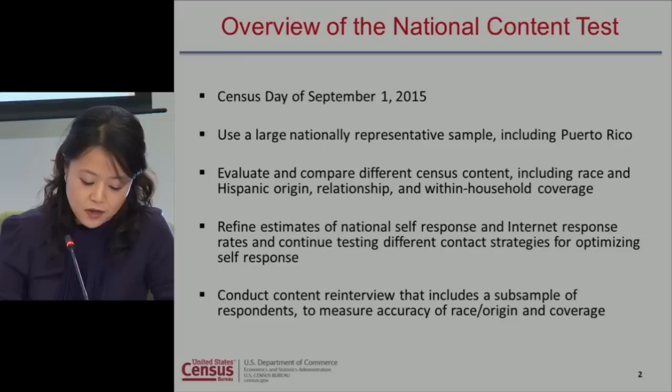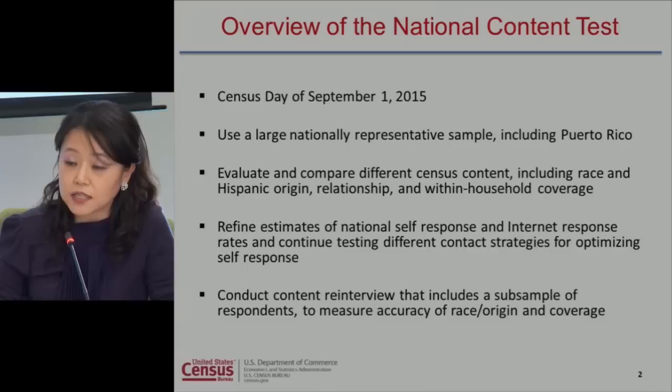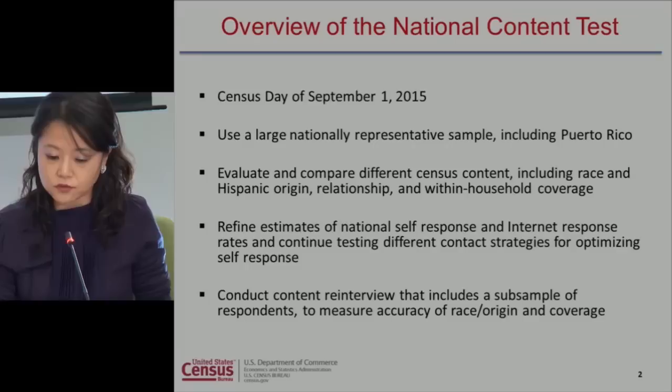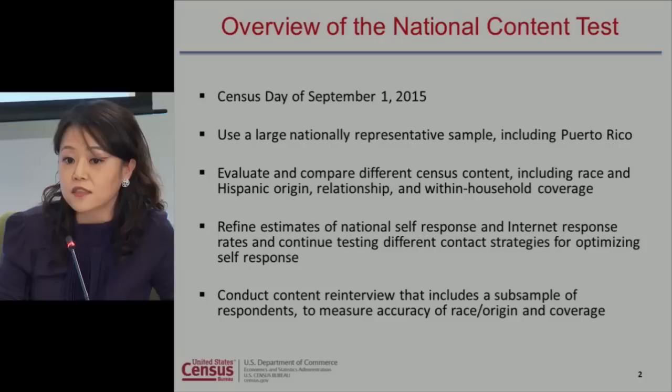The NCT will take place in late summer of 2015 with a census date of September 1st. We'll be using a nationally representative sample, including Puerto Rico, with oversampling of key population groups. The sample will include approximately 1.2 million households, with the specific sample design currently under development. What we plan to accomplish through the NCT is to test the key content areas related to race and Hispanic origin, relationship, and within household coverage. We'll also continue testing contact strategies for optimizing self-response, particularly internet response, building on our tests from 2014 and the spring of 2015.